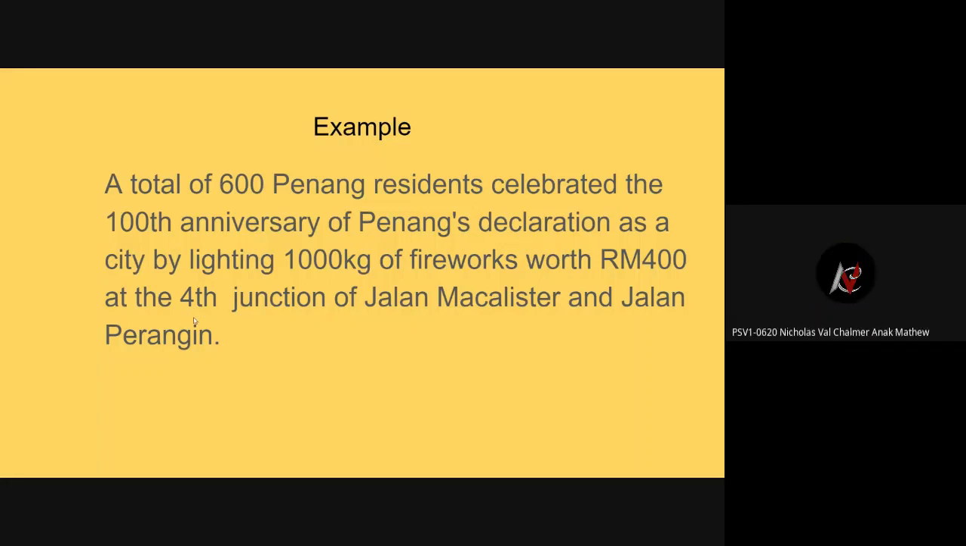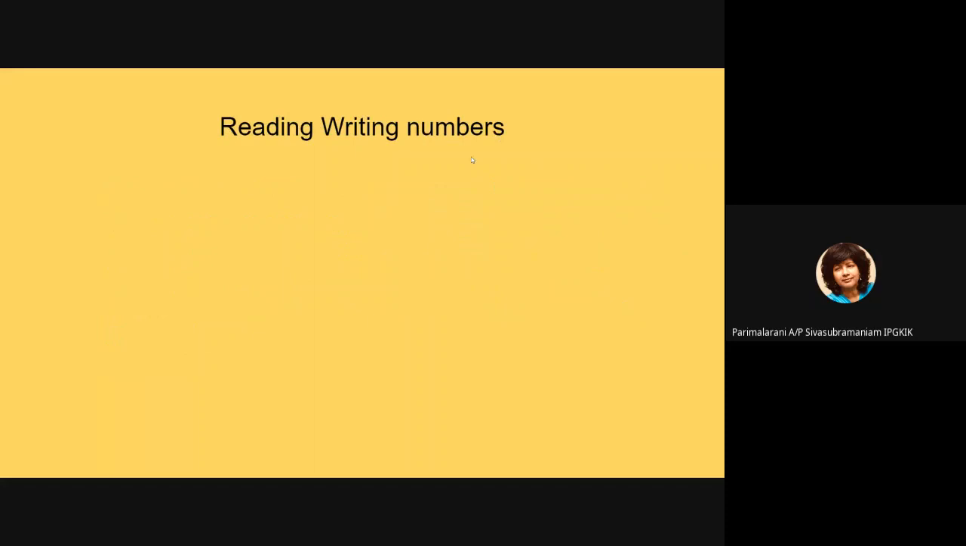Ordinal. I think it's ordinal, because it is the fourth junction. We're going to count: first we pass the first junction, second junction, third junction, then the fourth junction. So this is the ordinal number. If you answered all correctly, that's good.